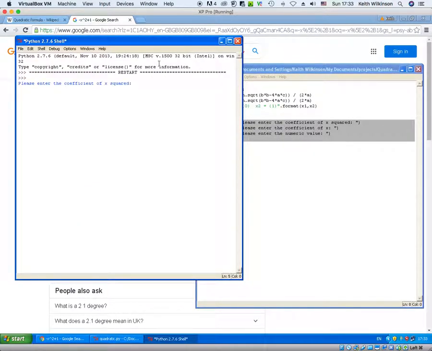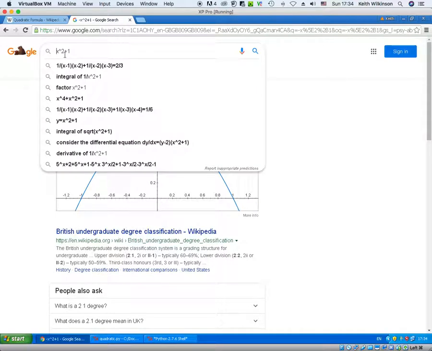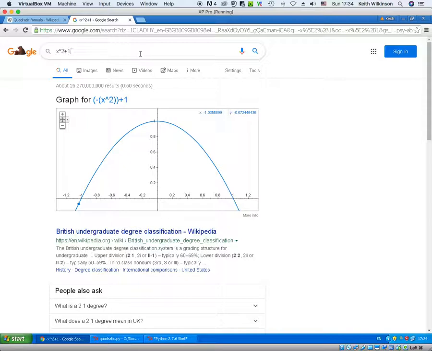Run my program. So it was 1, 0, 0, and I expected 0 out, which I did. Now it's asking me what the coefficient of x squared is again. So I'm going to keep it at 1. There's never going to be a coefficient of x in any of my tests here. I'd have to have a whole string of checks for that too, a bit later on. But I am going to have 1 as my value. So really I'm doing this formula here, x squared plus 1.